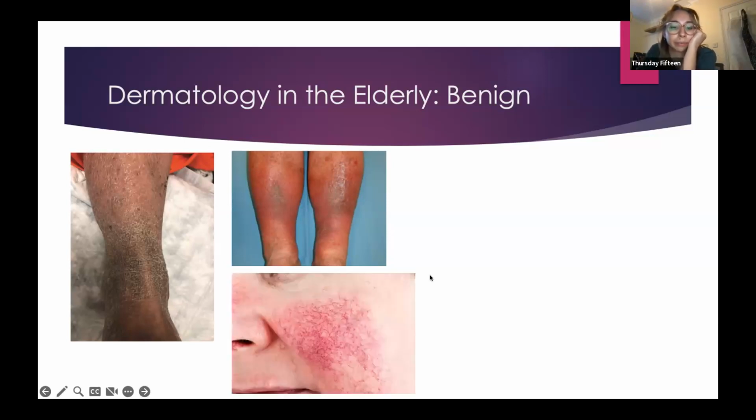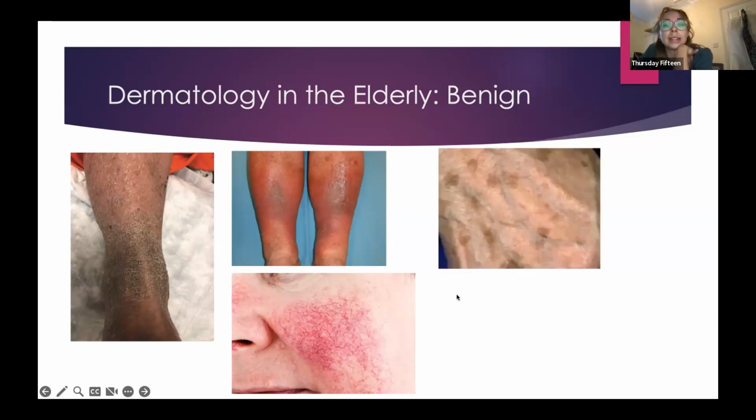How about this one? Rosacea, yeah, exactly. Well done. Rosacea is more common in women. It's red, and it can sting. Some people have triggers, so sunshine and drinking alcohol can trigger their rosacea to flare up. It's more common in older people. Does anyone know what these little marks are on the back of this person's hand?